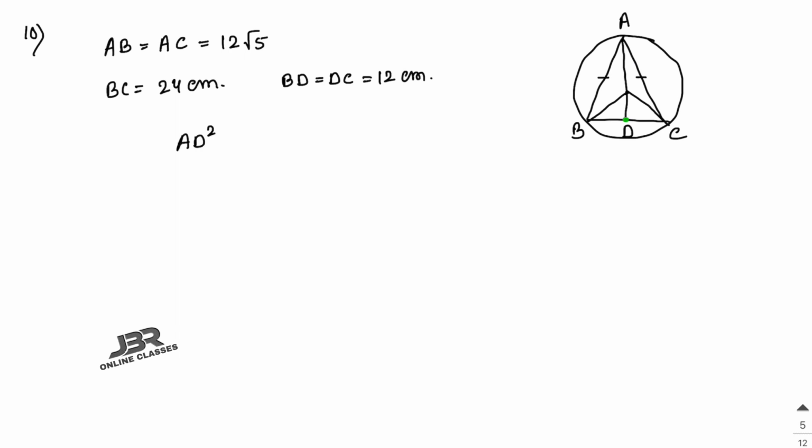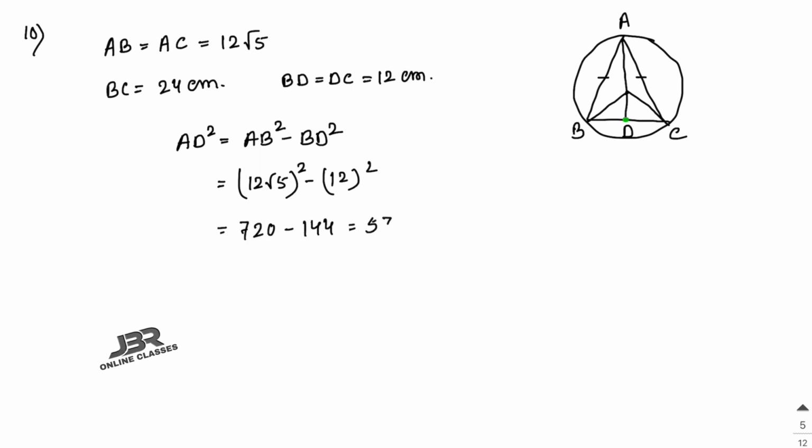So here AD square is equal to AB square minus BD square by Pythagoras theorem. AB square means (12 root 5) whole square, and BD square means 12 square. 12 square means 144, into 5 is 720, minus 144, and that equals 576. So that means AD equals root over 576, which is 24 centimeter. Okay, AD equals 24 centimeter.